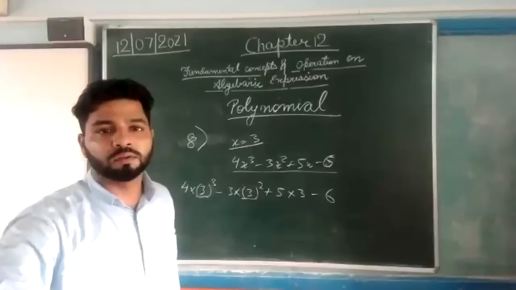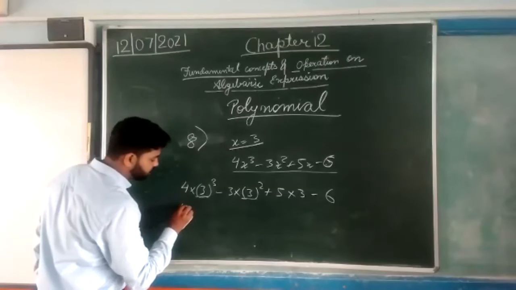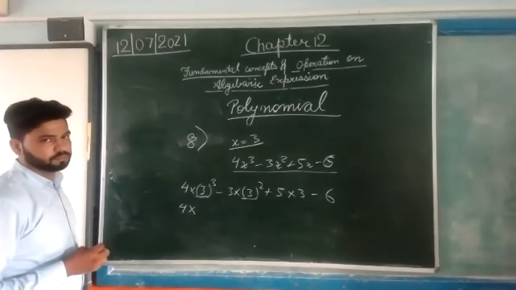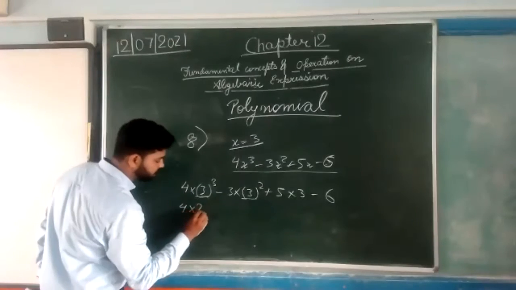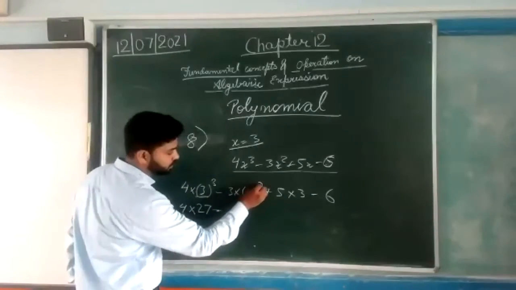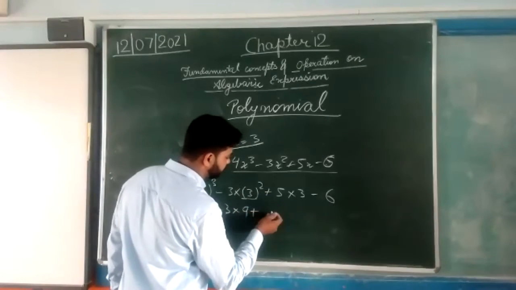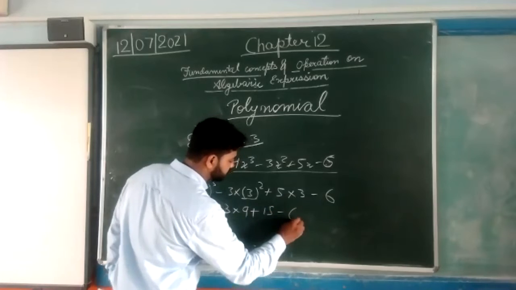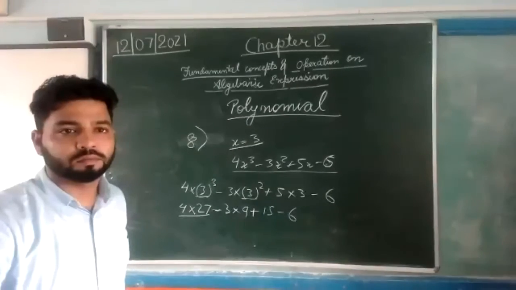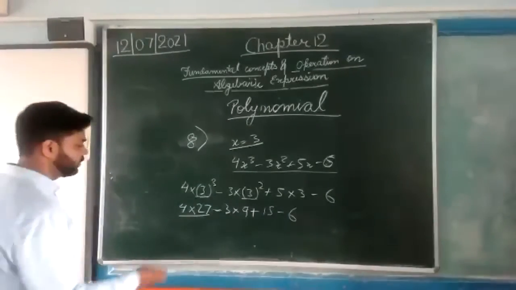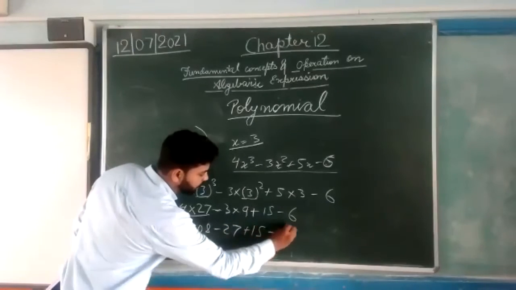Now, Vartika, tell me, what is the cube of 3? Sir, 27. It will be 27 minus 3 3s are 9, 5 3s are 15, minus 6. What is the value of this? 27 4s are 108. It will be 108 minus 27 plus 15 minus 6.